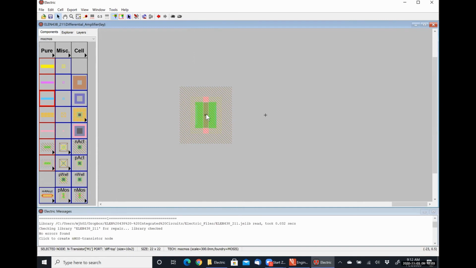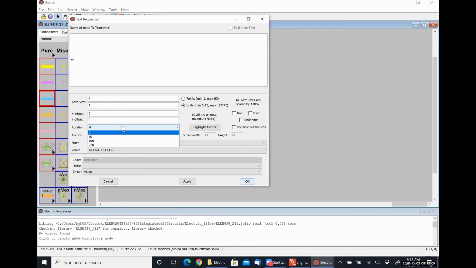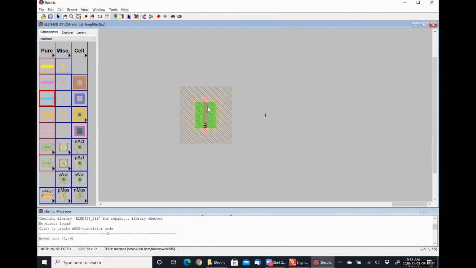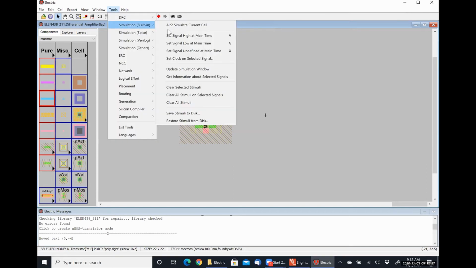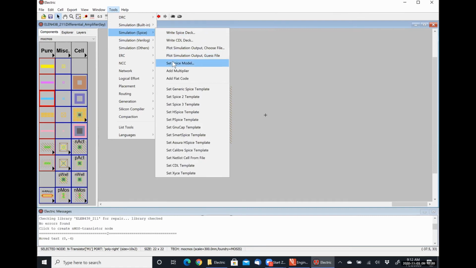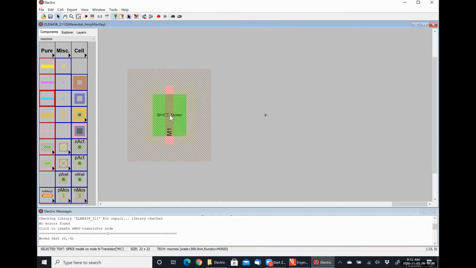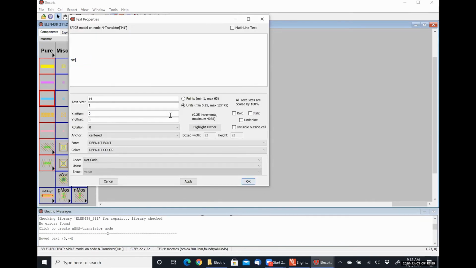I'm going to attempt to select that text. I'm going to rotate my text, make it slightly larger, and also move it. I'm going to put it over there. Now with my transistor selected, I can set my SPICE model. It's going to be NMOS. And I'm going to rotate this as well.